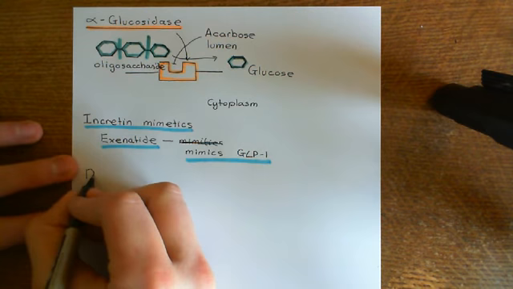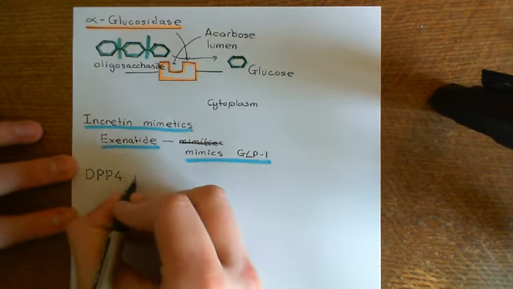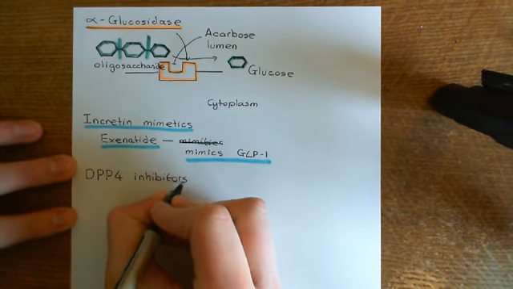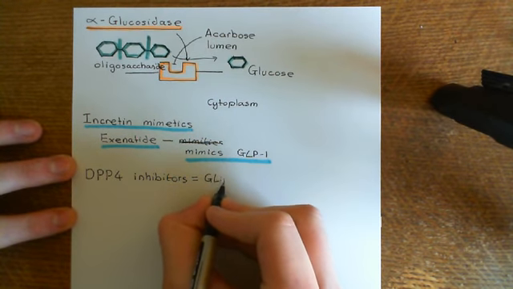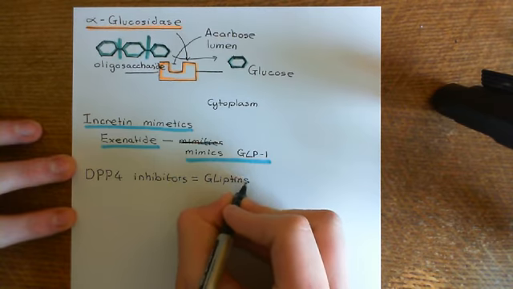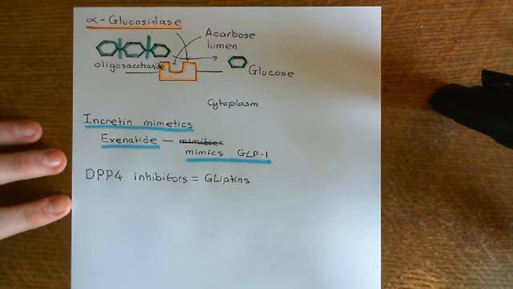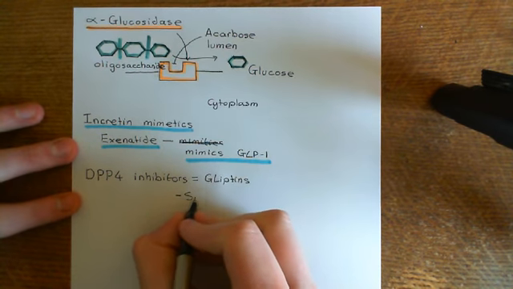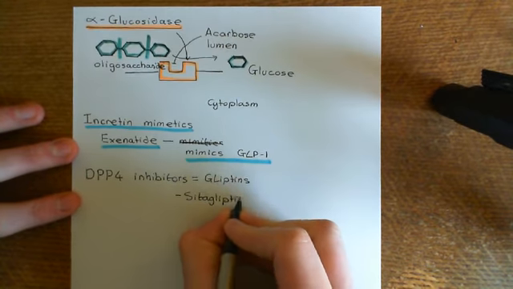Okay, and then finally, the final class of anti-diabetic drugs that I want to talk about is DPP-4 inhibitors, okay, which inhibit the enzyme dipeptidyl peptidase 4. Now, these drugs are also known as the gliptins, again for the same reason as the thiazolidinediones are known as the glitazones. Okay, they all end in the suffix gliptin. Okay, so let me give you some examples. Two examples are sitagliptin, okay, and also vildagliptin.